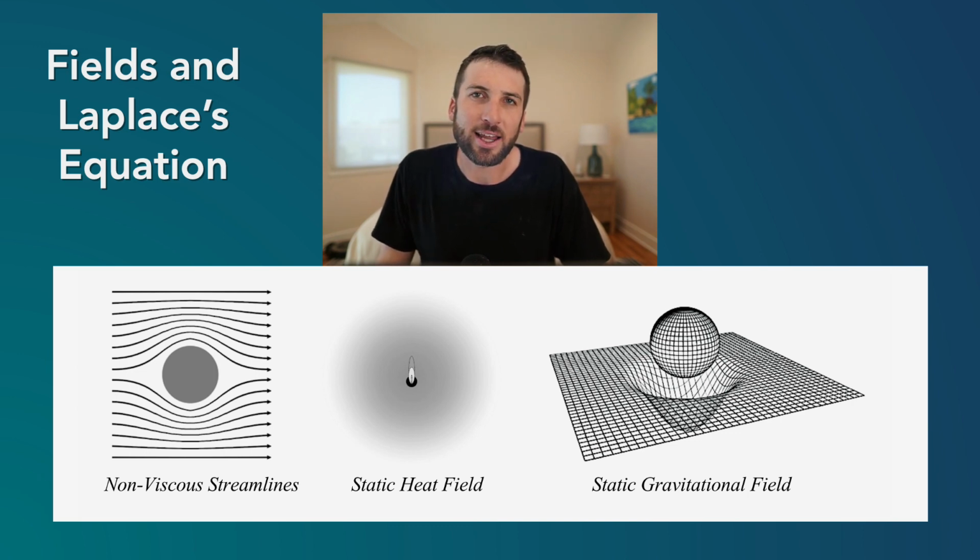So basically, this is saying that a lot of the fields that we see, like even the electric field, gravitational field, heat, non-viscous fluid lines, when they're not changing, they're following Laplace's equation. So this is describing how a lot of natural systems behave in a state of equilibrium.